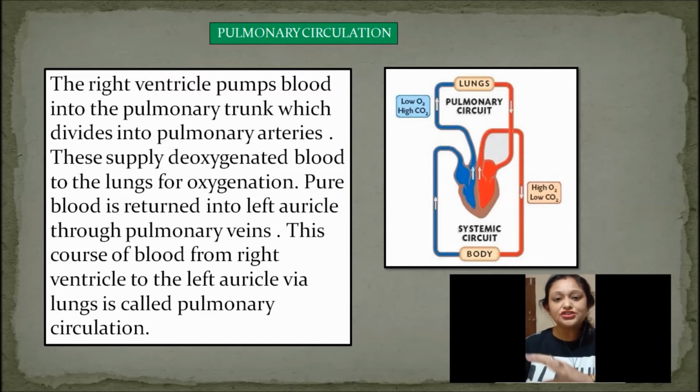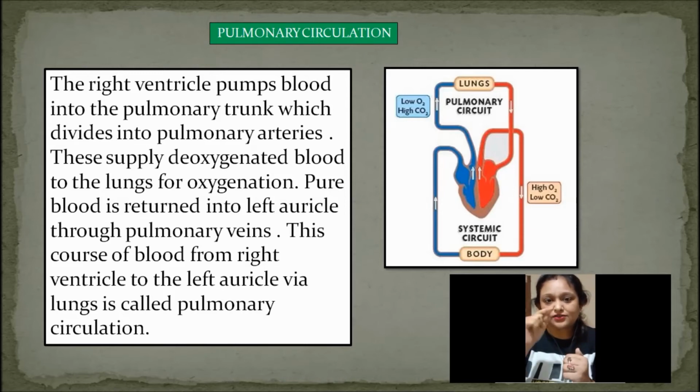Clear? So pulmonary circulation is from the right auricle to the lungs, and from the lungs to the left auricle. Is it clear? And in systematic circulation, from the left auricle, the oxygenated blood goes through the aorta throughout the body, and the tissue capillaries and all the body cells absorb oxygen. That means from the heart to the body's different parts, that circulation process is known as systematic circulation.